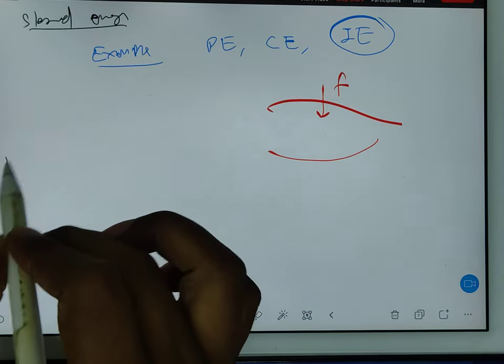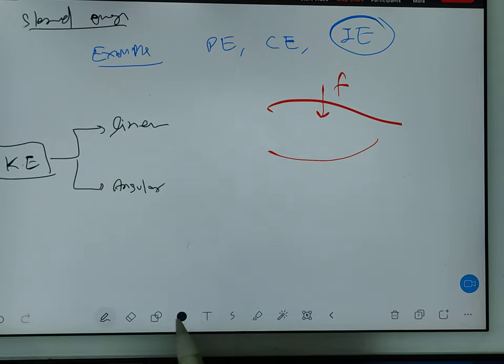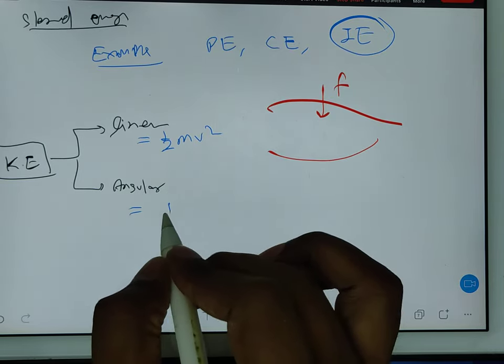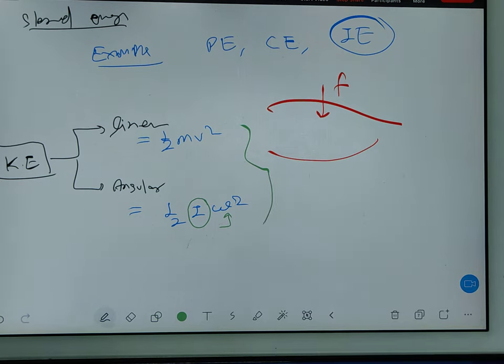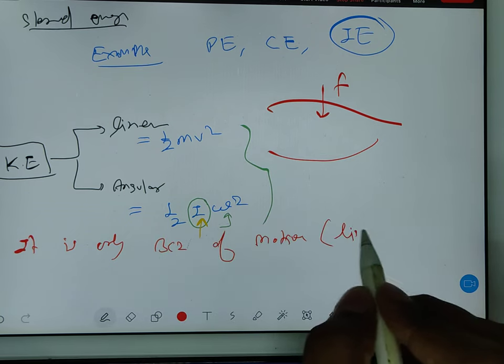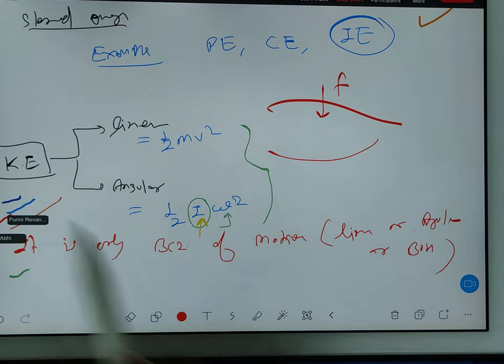Now I want to give you a basic idea of kinetic energy. We have two types of kinetic energy. One is linear and one is angular. The linear kinetic energy formula, the whole world knows very well, is half m v square. The angular kinetic energy formula, some students may not be aware, is half I omega square, where I is your moment of inertia and omega is your angular velocity. These things I will teach you in detail in bridge course classes and in aircraft structure classes. The cause of kinetic energy is only motion. In motion, you write linear or angular or both. Copy down this.